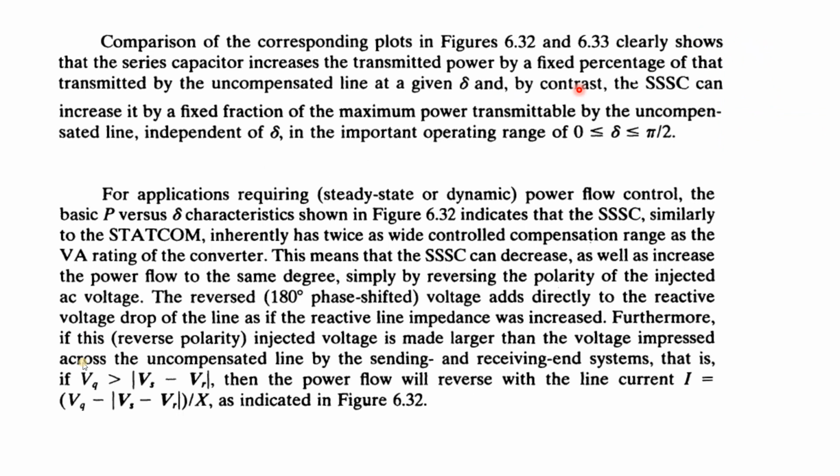For applications requiring power flow control, the basic P versus delta characteristic is shown in figure 6.32. It indicates that the SSSC, similarly to the STATCOM, inherently has twice as wide a control compensation range as the VA rating of the converter. So it has twice as wide a control of compensation range.